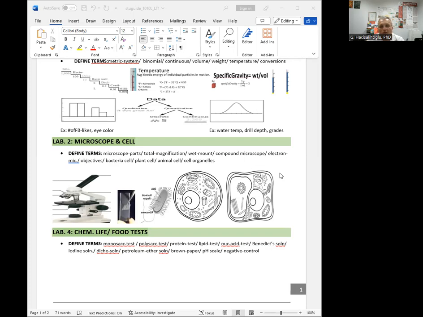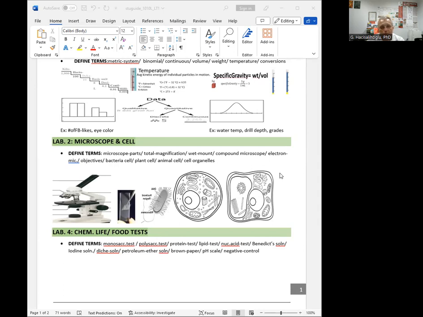You should also compare your drawings of a bacteria cell, plant cell, animal cell, and some basic organelles of a cell. We drew potato cells, onion epidermis cells, and we also drew Elodea leaf cells. So make sure that you can identify them, and you can also identify organelles in each of these cells. So that was labs 2 and 3.